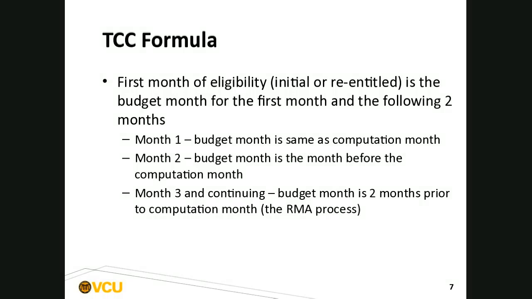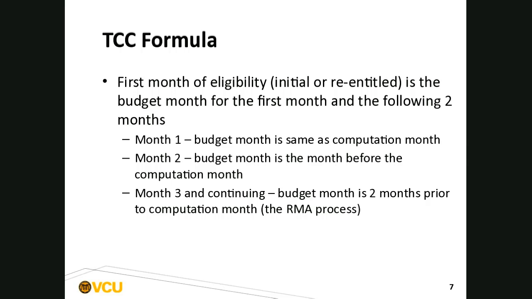So this TCC, it's a transitional computation cycle, they use this specific process for 3 months, and then it naturally moves the person back into the RMA. So the way it works is the first month you become eligible again for a benefit, the benefit amount you get is based on the income in that same month. So the budget month is the term that's used for the month that the cash benefit amount is based on.